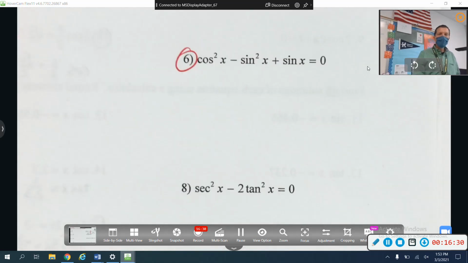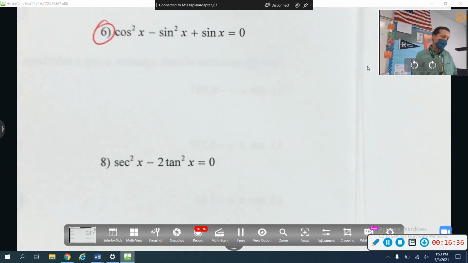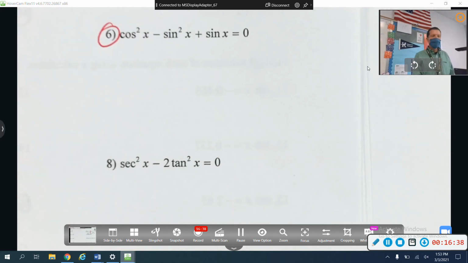Number 6. Uh-oh, I don't like number 6. That's why I picked it to do. What's the problem with number 6?